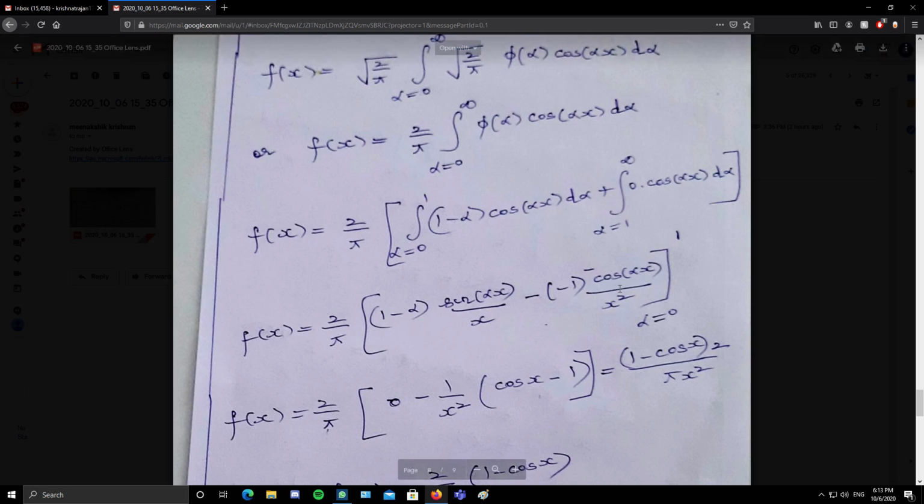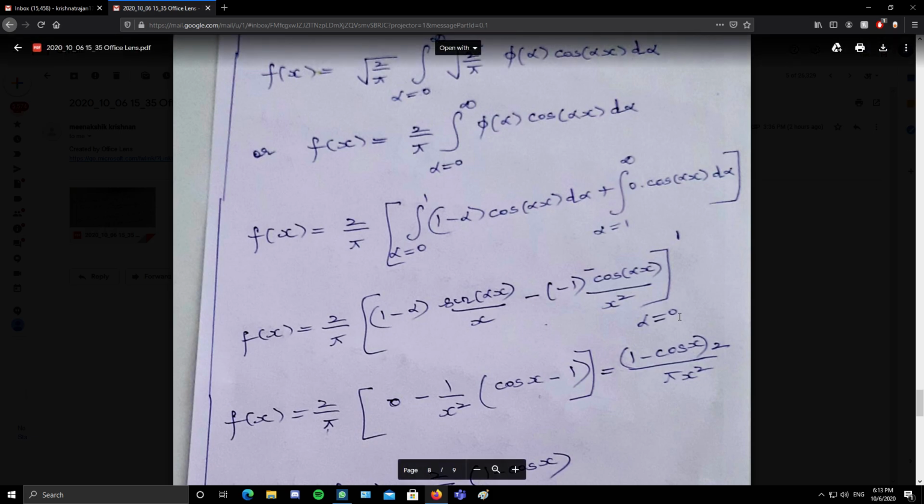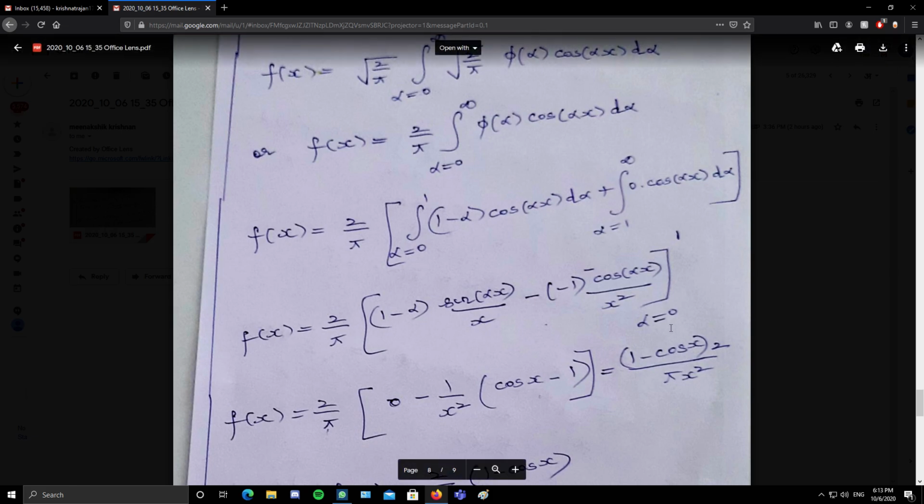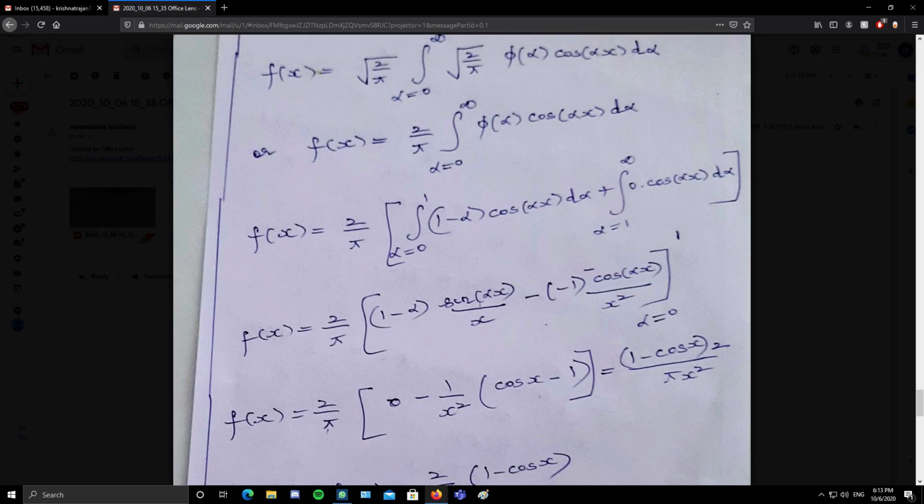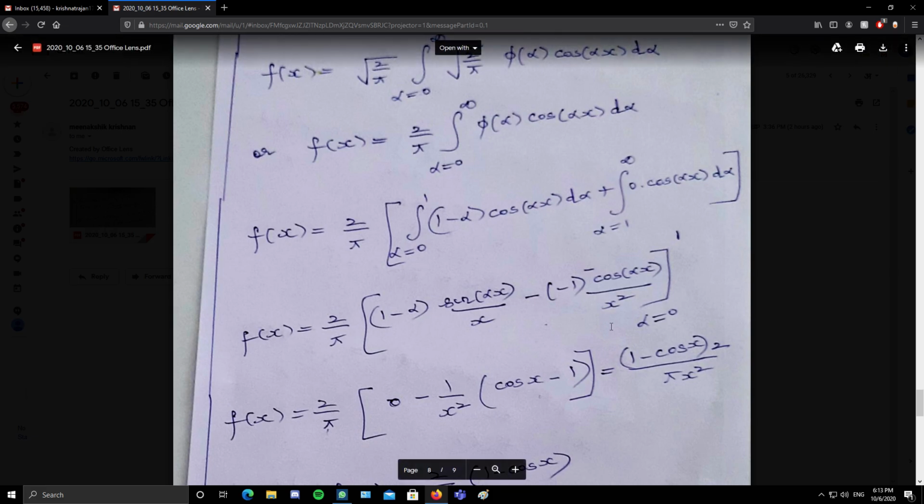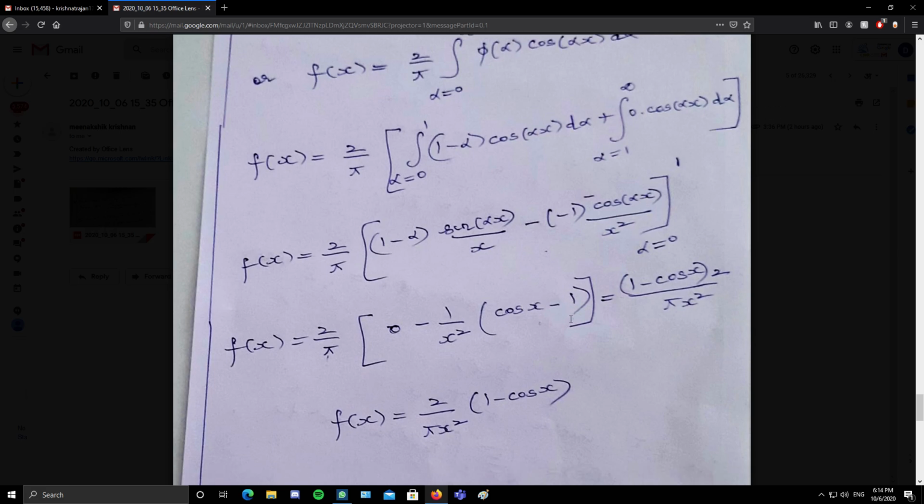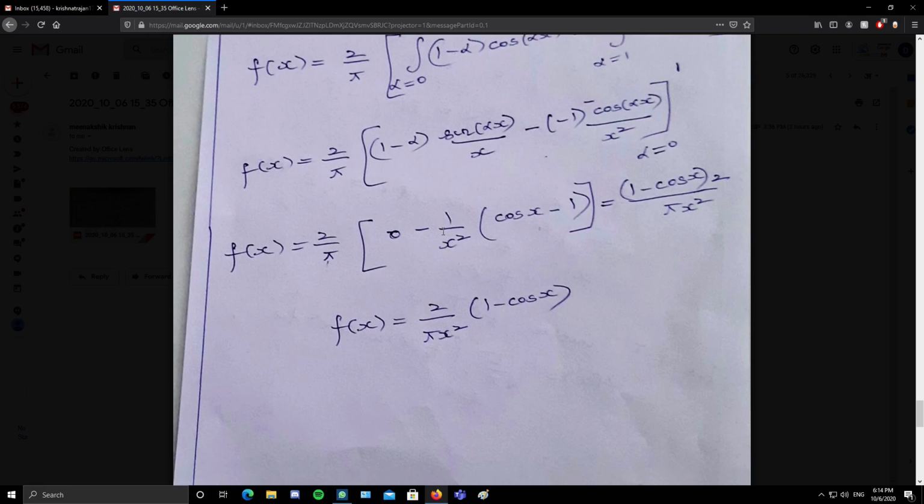Now when alpha takes the upper limit 1, 1 minus 1 is 0. When alpha takes the lower limit 0, sin 0 is 0. So the first term is 0 for both the limits. Second term, minus 1 by x square. When alpha takes the upper limit 1, we get cos x. When alpha takes the lower limit 0, cos 0 is 1. So minus of minus, if you take the minus inside, you will get f of x as 2 by pi x square into 1 minus cos x.